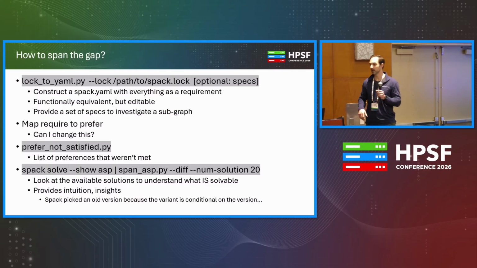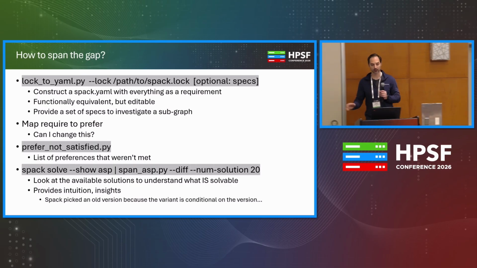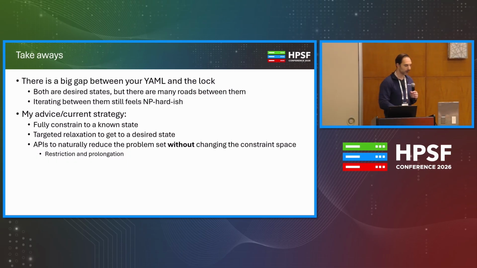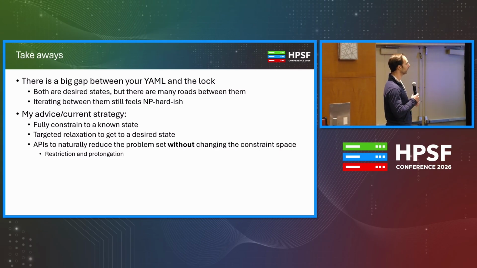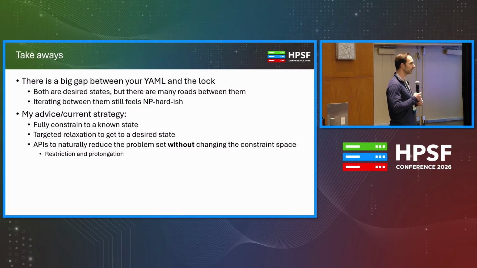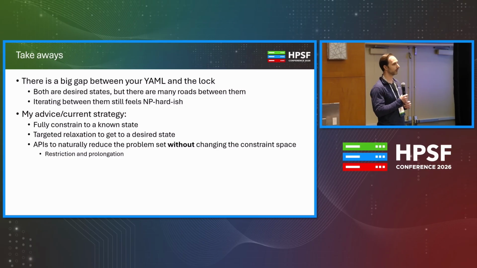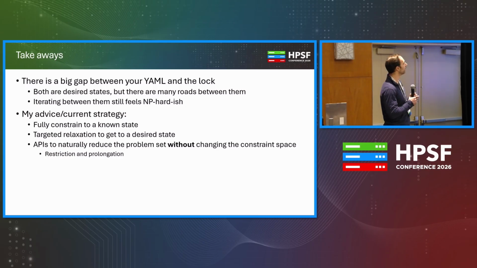So this is what I've been doing, and I hope to kind of productionize it and move it into core Spack fairly soon. The takeaway that I think is most important, and what I would encourage people to think about, is there is a very, very big gap that exists between what you are giving to Spack and what you're getting out of it. And they are both things that you want, but iterating between them still feels NP-hard, right? Like I've heard this over and over again. I think there's a better way.